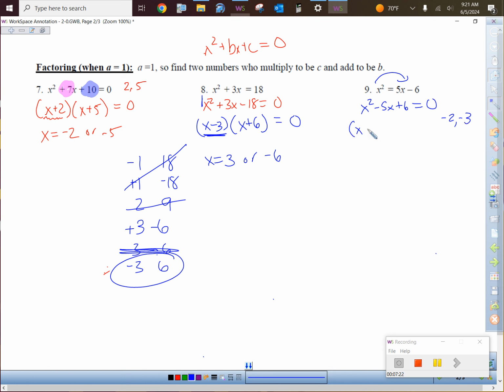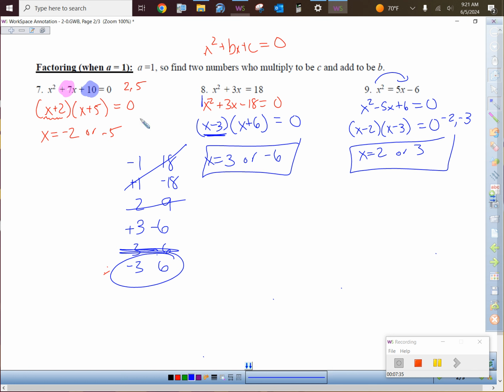If you need help finding these two numbers, you make yourself a list of multiples of 6, or come ask for help from your teacher, and we would be happy to help you. But easy factoring was something that we did many, many times in Algebra 1 and probably Algebra 2. So, that was just a quick refresher.